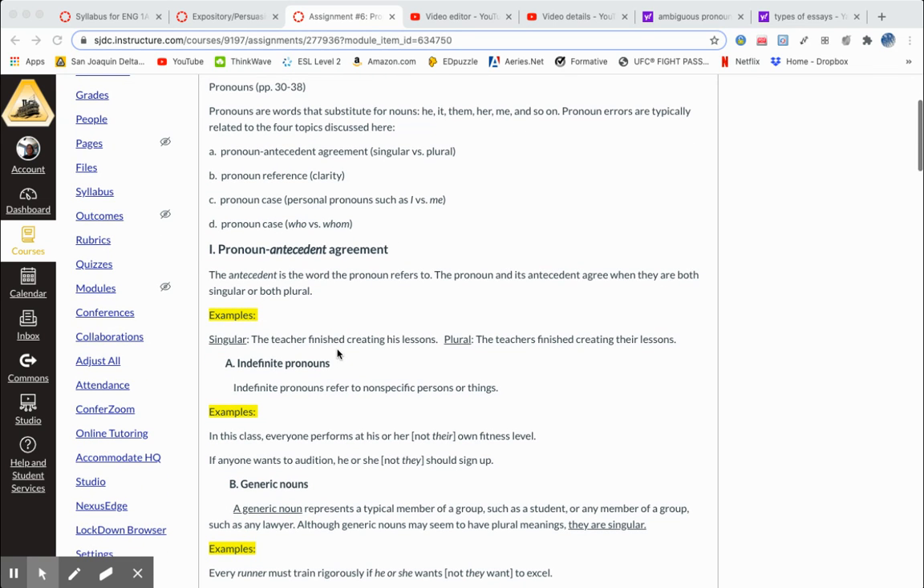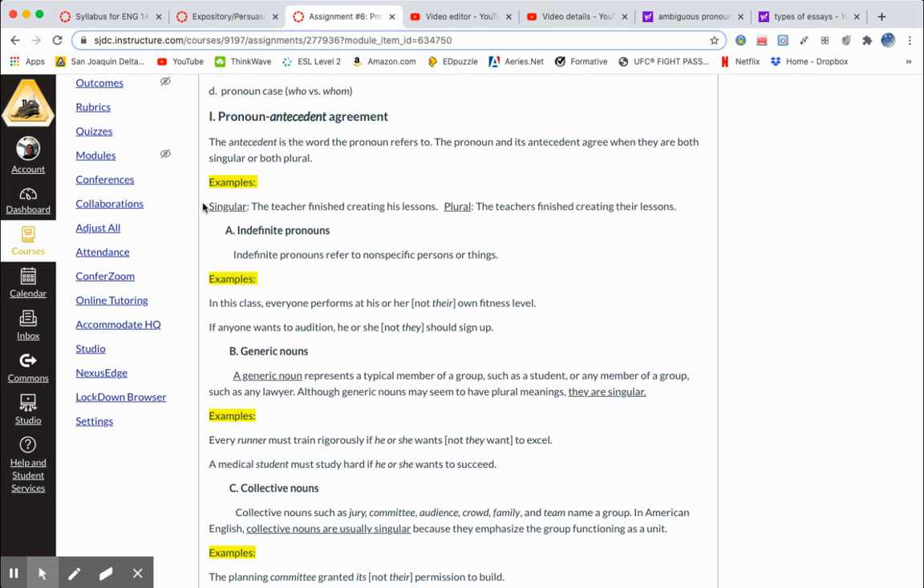Let's start with pronoun antecedent agreement. The antecedent is a word that the pronoun refers to. So the pronoun and its antecedent agree when they are both singular or both plural. Thus, agree. Let's look at some examples here.